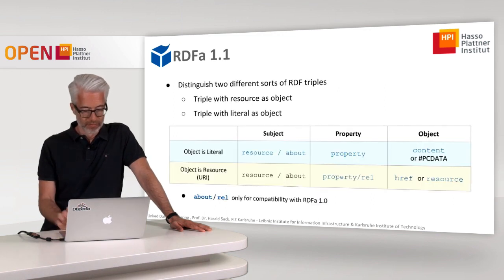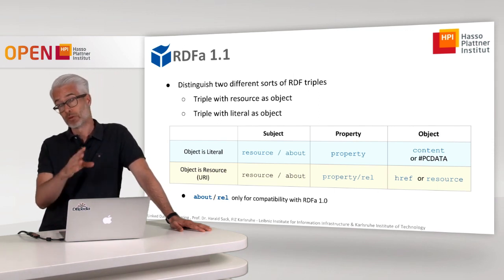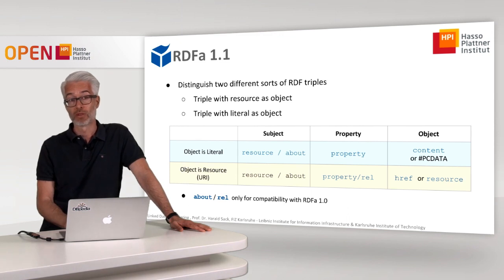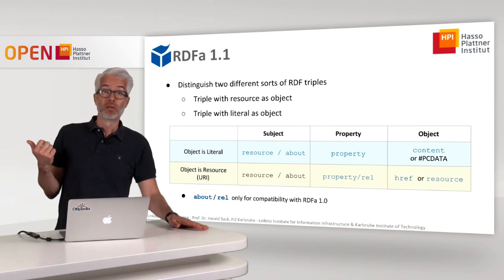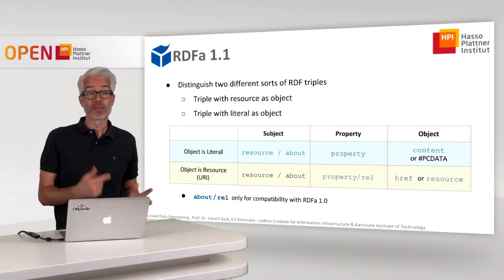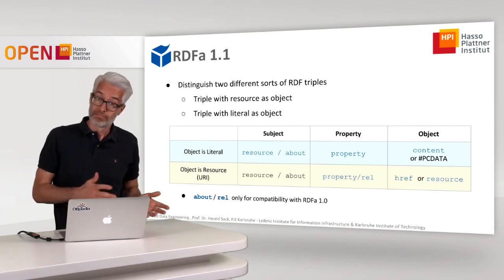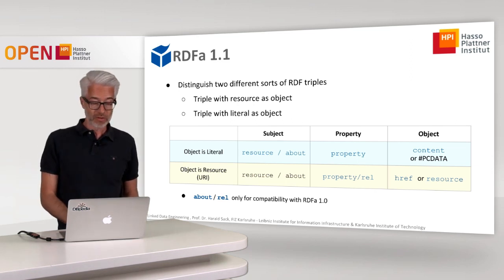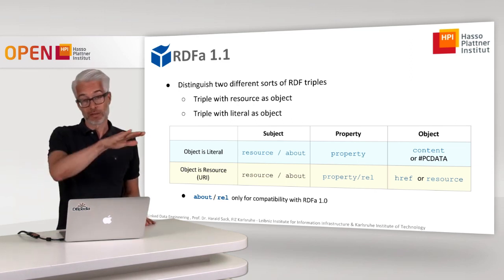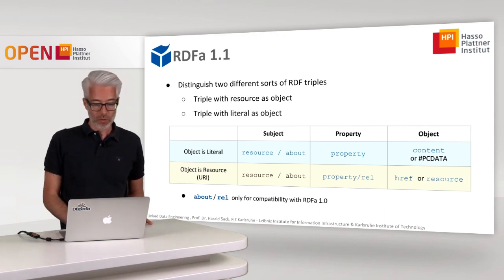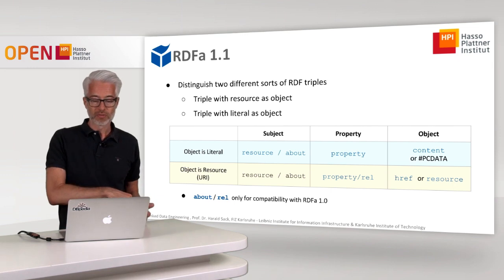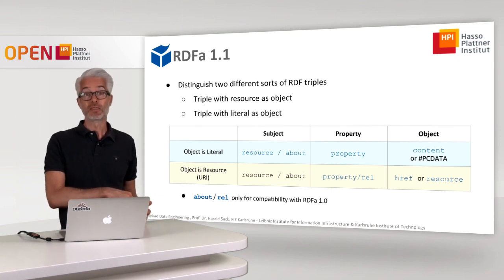So far, so good. In general, you distinguish two different sorts of RDF triples that you can put, of course, into an HTML file. We know that we have triples where the resource is an object, so another URI, and we have triples where a literal is the object. So two different things. First, let's have a look at the literal. So the object is a literal. This is the first row, the first line that you see here, and it's the blue line. So the subject here, for example, will be expressed as resource.